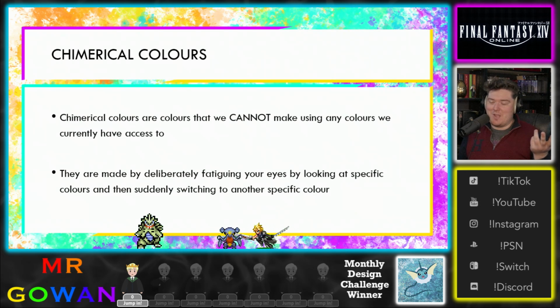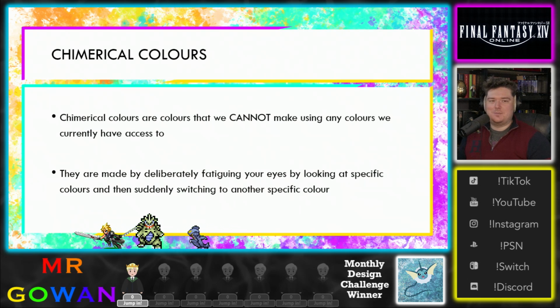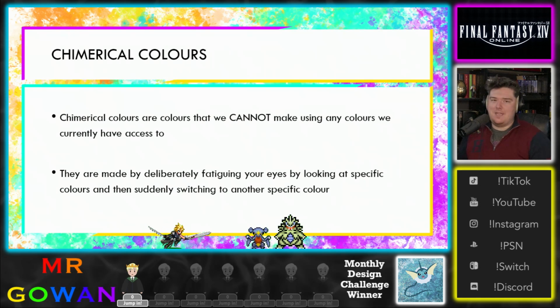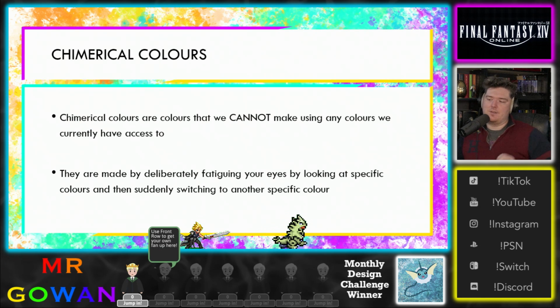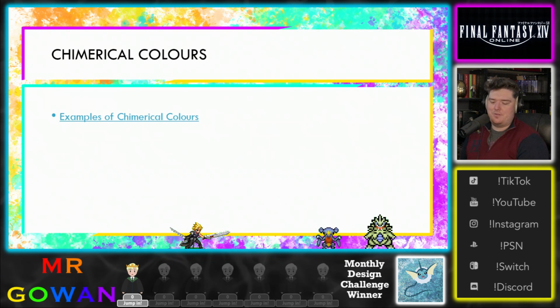So the fun thing about chimerical colors is that we can't make these colors. They are literally impossible to make. You cannot make a chimerical color by using any colors that we currently have access to. So how are they made? Well, it shows on the screen already. I'm sure you've already read it, but just in case, they are made by deliberately fatiguing your eyes, so making your eyes a little bit tired, by looking at a very specific color and then very suddenly switching to another very specific color. We're going to have an example right now.